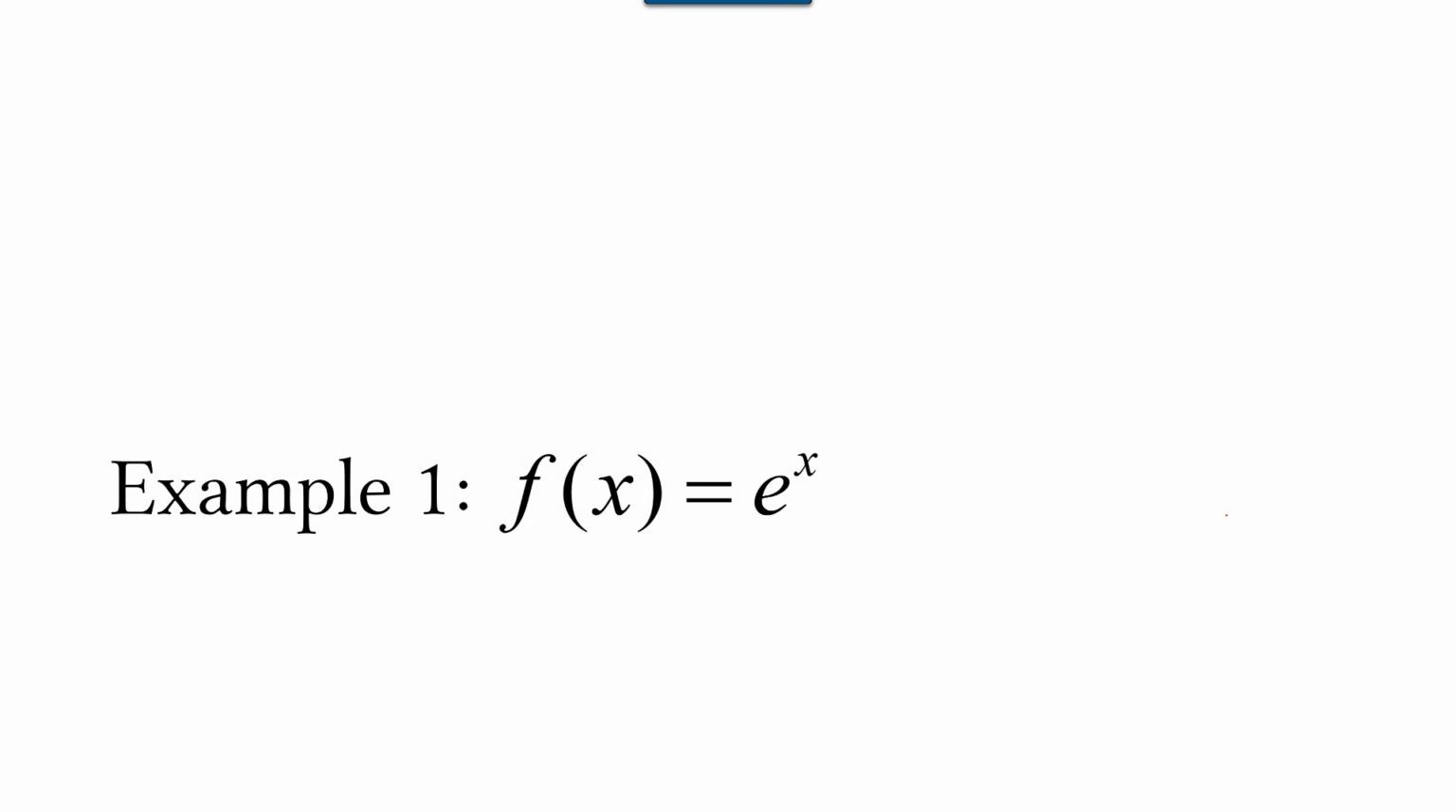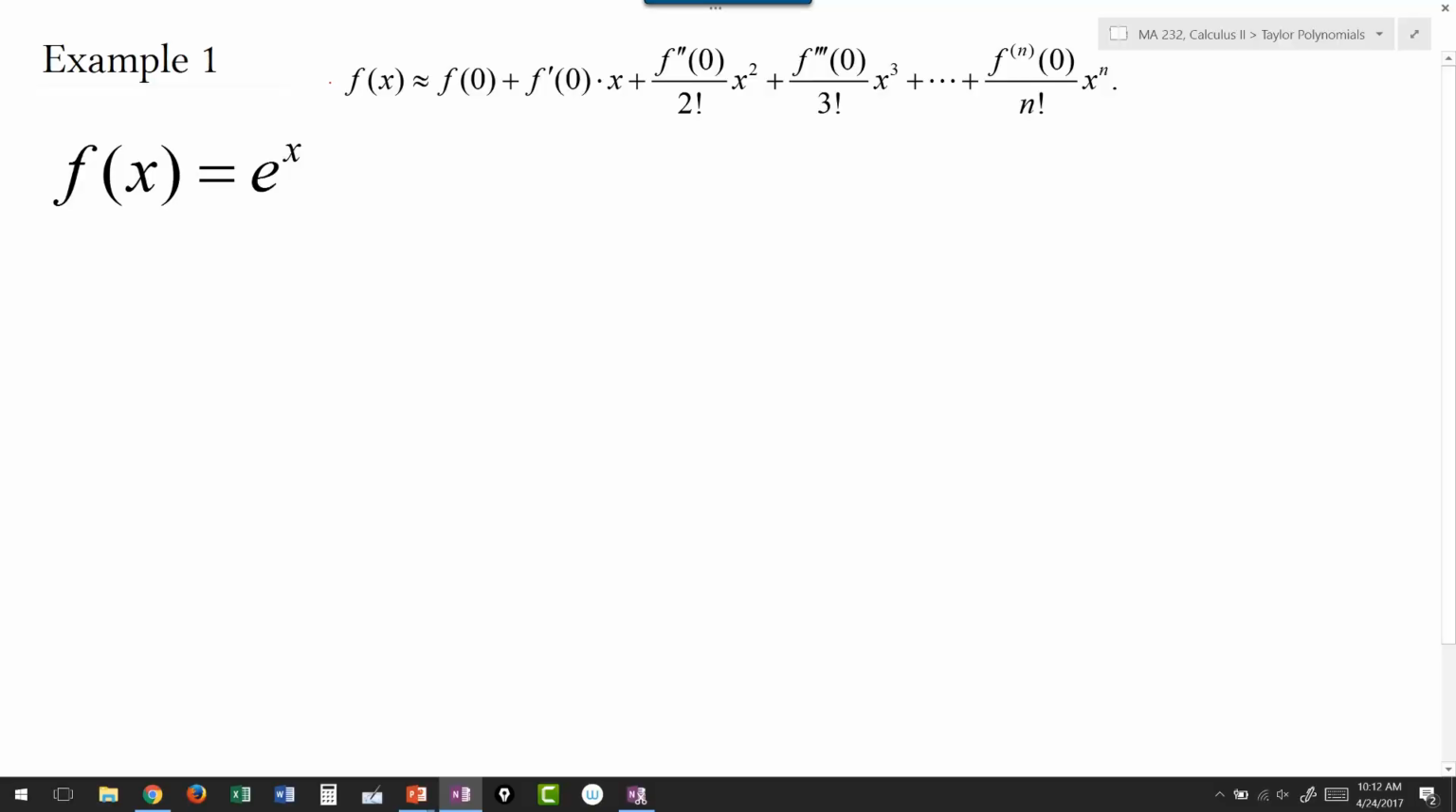As our first example, we're going to take a look at finding the Taylor polynomial for e to the x. So up at the top here, I've repeated the Taylor polynomial formula for reference. And so we see that our job when we're figuring out the Taylor polynomial for e to the x is to figure out these coefficients, f of 0, f prime of 0, then we'll plug in f double prime of 0, f triple prime of 0, and so on.